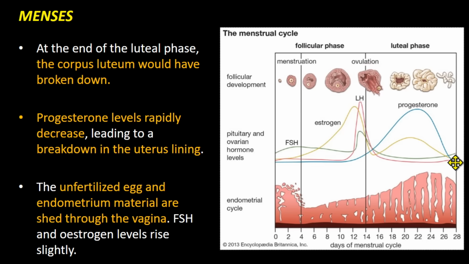This is also correlated to the thickness of the uterus lining, or the endometrium. So when progesterone levels rapidly decrease, that leads to a breakdown in the uterus lining. The uterus wall begins to shed, and the unfertilized egg and the endometrium material are shed through the vagina. FSH and estrogen levels actually slightly increase during this phase.